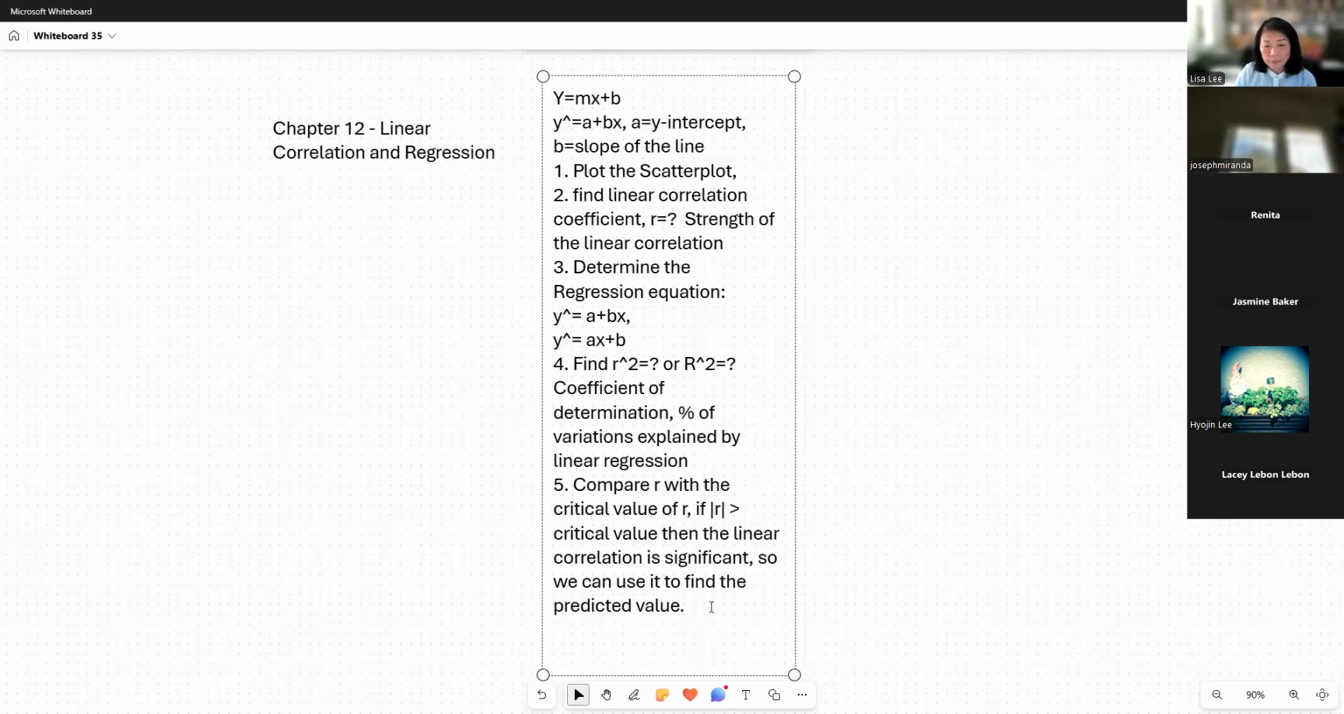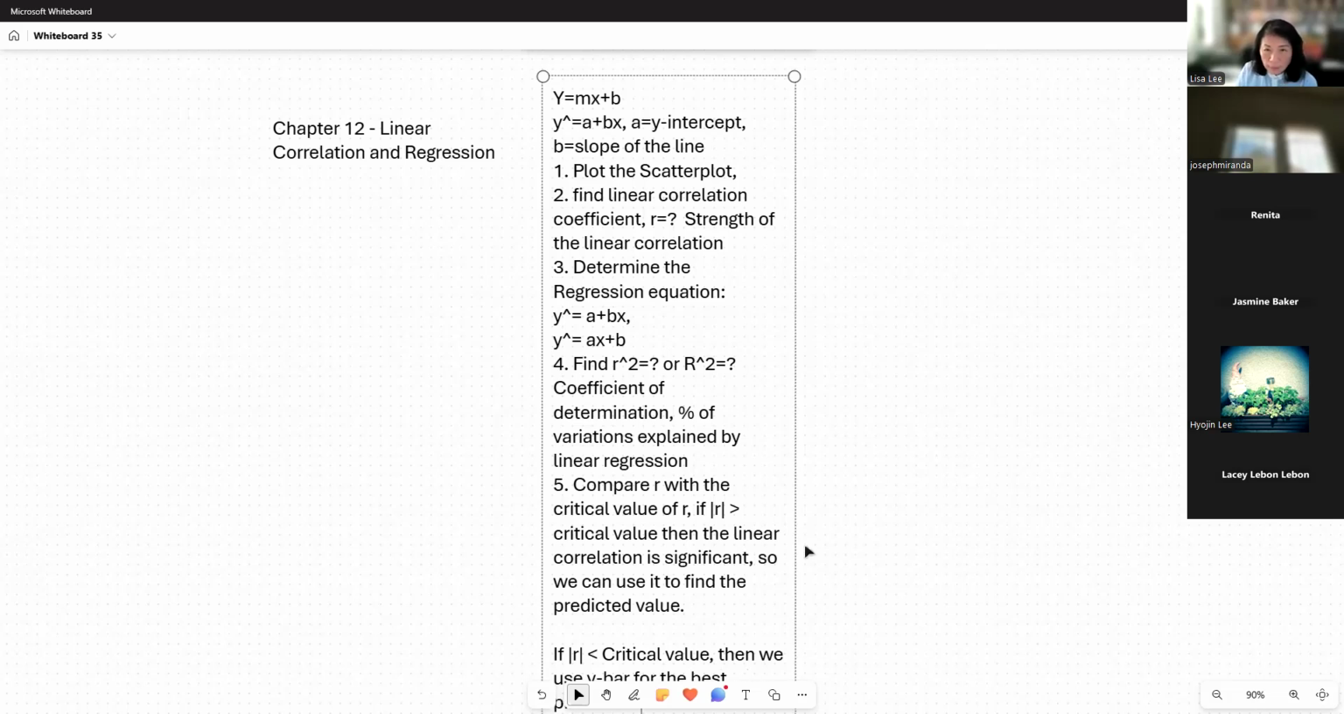And let me see what else. Okay, so if the absolute value of the R is less than the critical value, then we use Y bar for the best prediction.